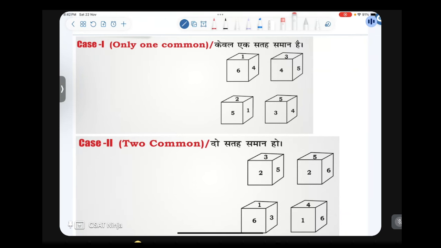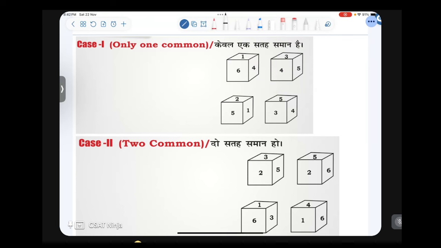There will be different types of question. The first type of question can be only one side common. That means if you look here carefully, these two cubes, you see that there is one side that is common. We have 4 here, we have 4 here. If you have only one side common, in that case, what do we do?